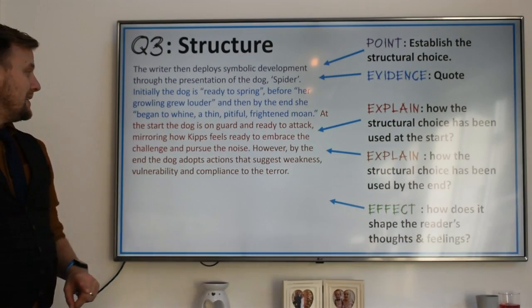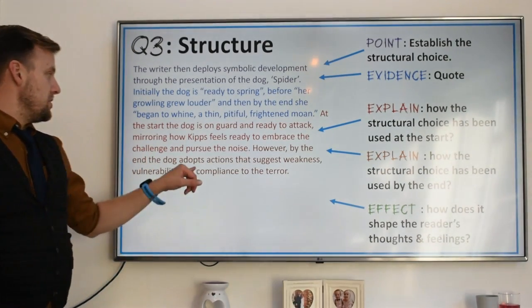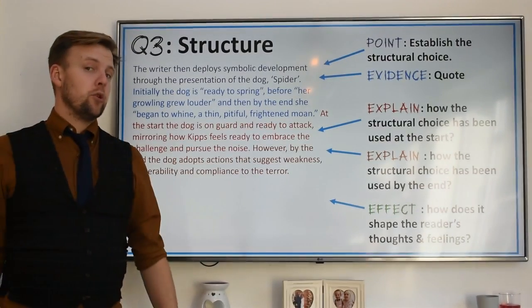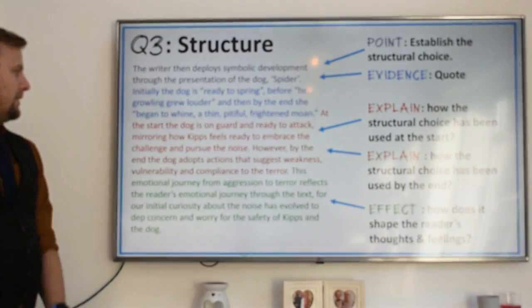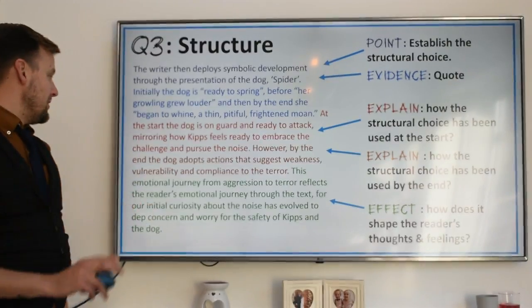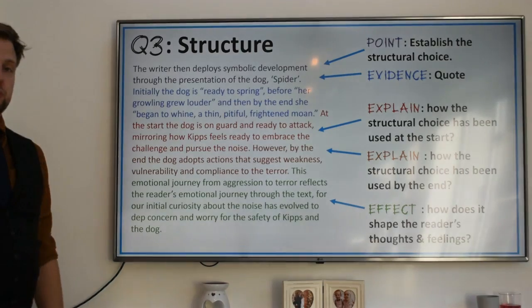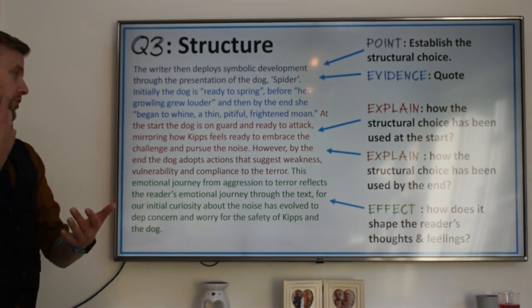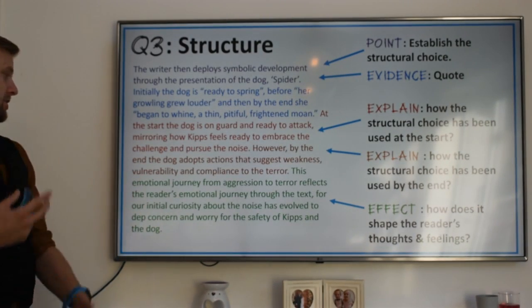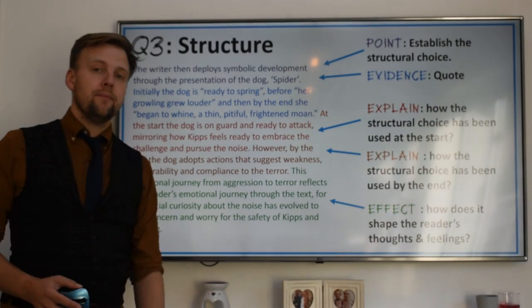And let's look at the end. The dog adopts actions that suggest weakness and vulnerability. Therefore, this emotional journey from aggression down to terror reflects the reader's emotional journey through the text, for our initial curiosity about the noise has evolved to deep concern and worry for the safety of Kips and the dog.